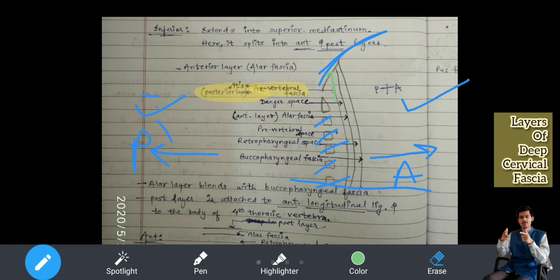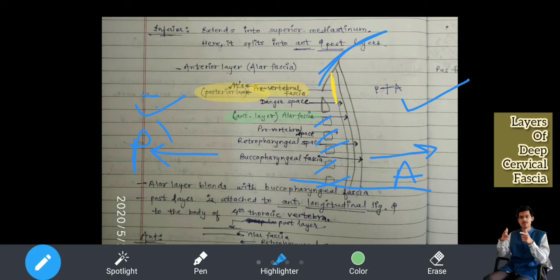Just a second. I'll use the color so that you will understand. Remember it like that. See this yellow color. Can you see? This is the continuation. You can see this is the posterior layer of prevertebral fascia. Now there is a space, and in front of the space, what is there? I am highlighting it using green color. Okay, the alar fascia. Alar fascia is another name for the anterior layer of prevertebral fascia.